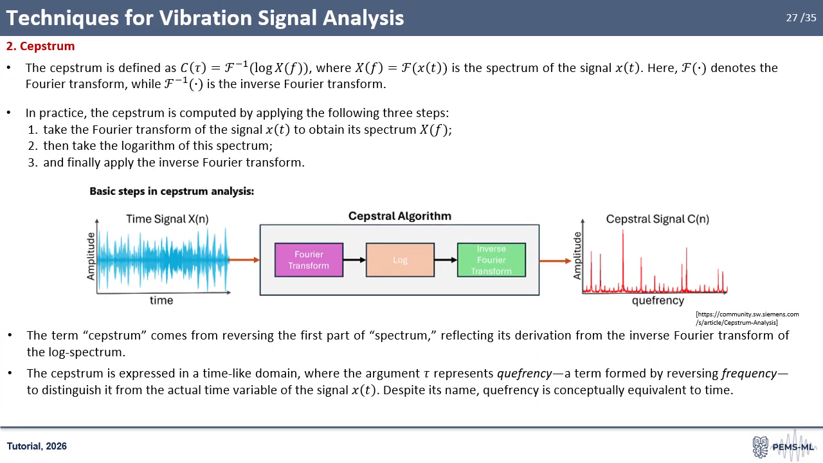The next important vibration analysis technique is cepstrum analysis. It is computed in 3 steps. First, the Fourier transform is applied to the vibration signal to obtain the vibration spectrum. Second, the logarithm of the spectrum is taken. And finally, the inverse Fourier transform is applied. The term cepstrum is derived from reversing the first part of the word spectrum, reflecting its origin as the inverse Fourier transform of the log spectrum. Cepstrum results are expressed in quiffrency, a time-like parameter whose name is formed by reversing the word frequency.